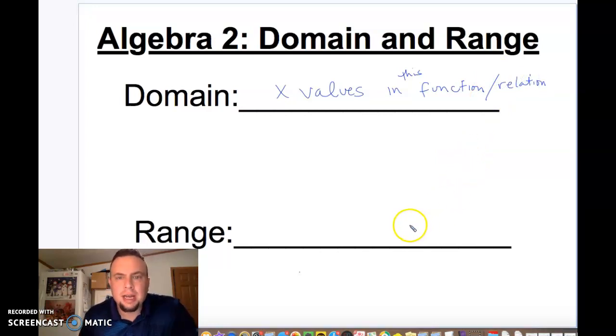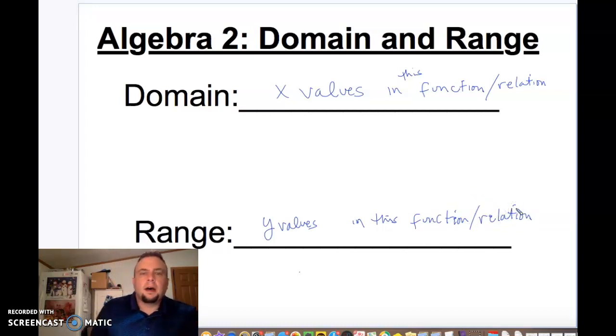Number two, range, obviously the opposite of that, it deals with all the Y values. So what are all the Y values in this particular function? So in this function, or relation.